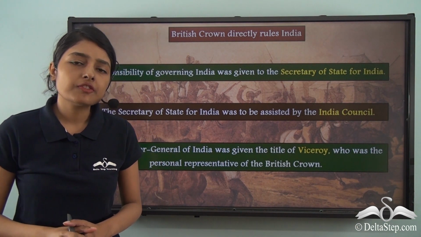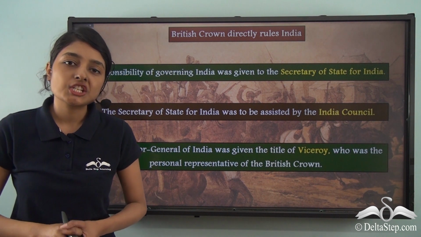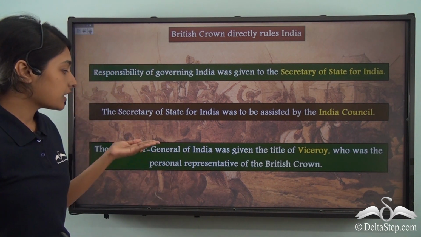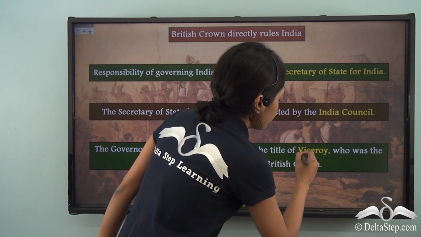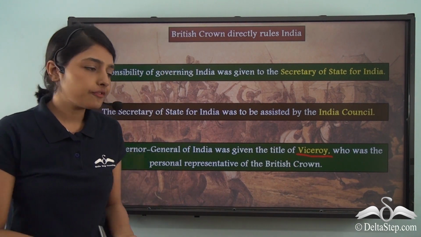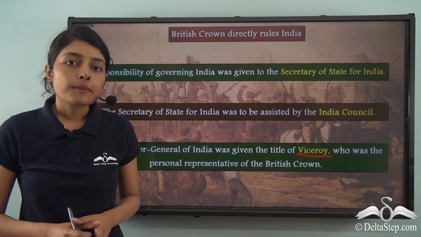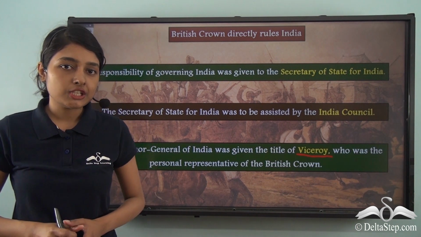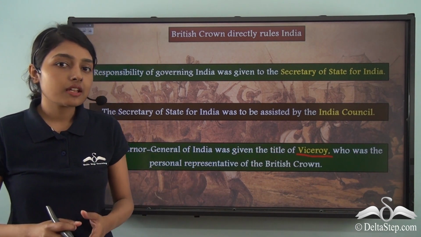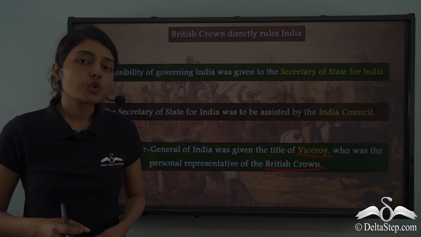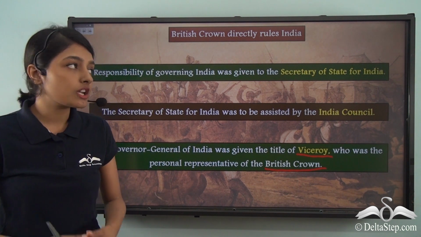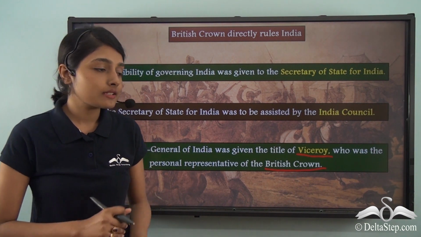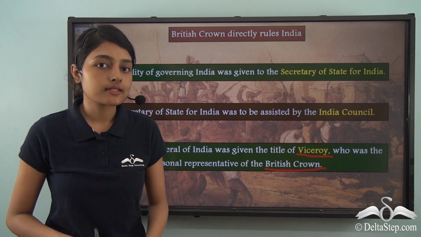Now we learned that it was the Governor General who was at the head of the British East India Company. But after the Government of India Act was passed in 1858, the Governor General of India was given the title of Viceroy. Now this Viceroy was very different from the position of the Governor General, because the Governor General was the head of the British East India Company, and mind you, this was a trading company initially. But now the Viceroy became a direct representative of the British Crown. So it was the British Crown that now directly began to control the Indian subcontinent, and the Viceroy was to be appointed as the direct representative of the British Crown in the Indian subcontinent.